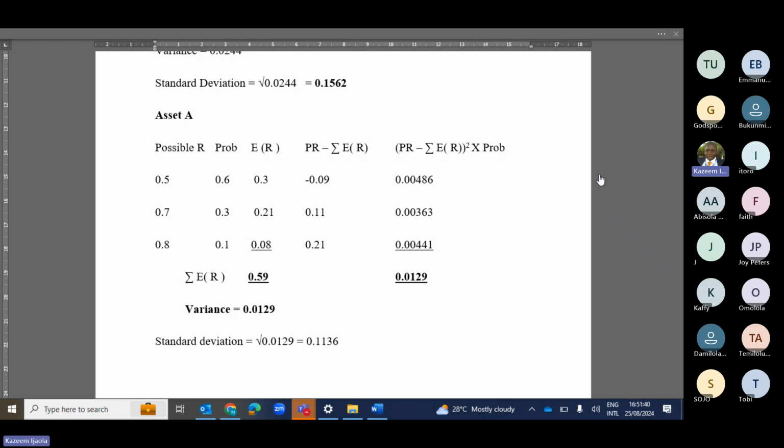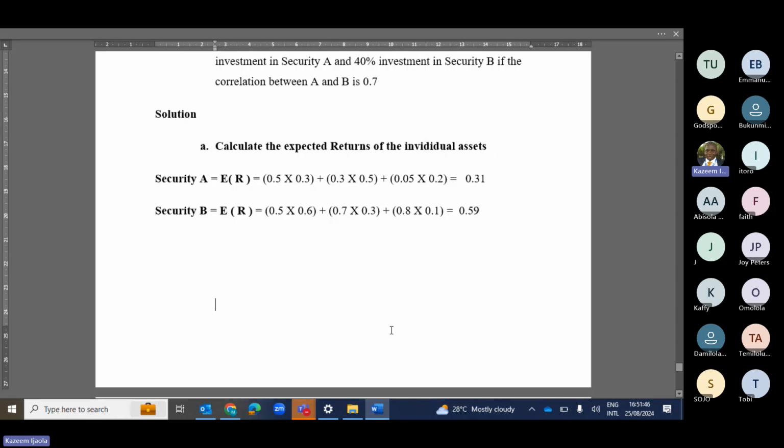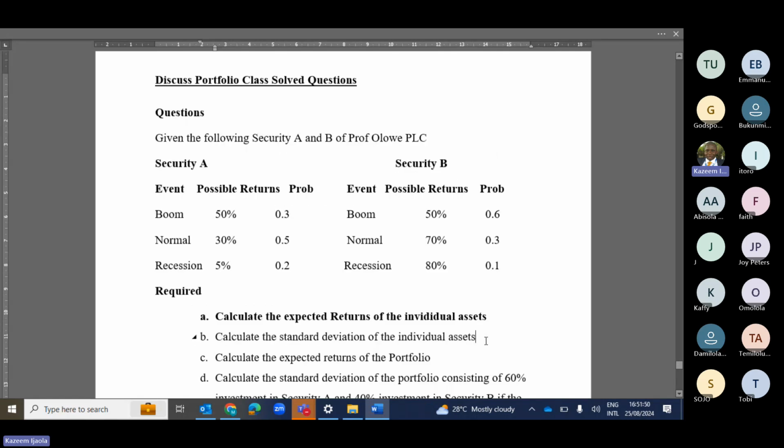Okay, so we are done with the standard deviation for all. That means we are done with the big part of the question. The question is still long. Now, the next thing is C.